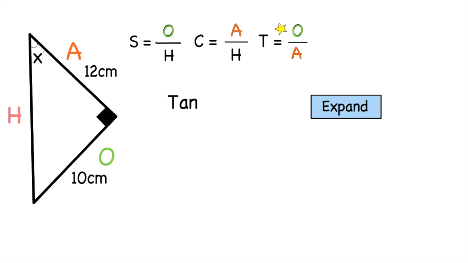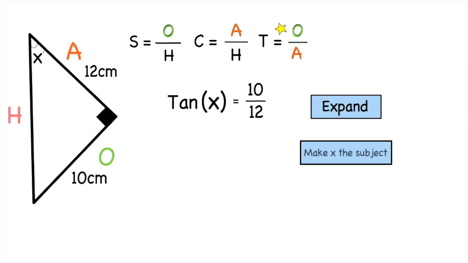T stands for tan. I'm going to put the angle after this, which we don't know, so I'm going to put in as x. And then I'm going to replace O with 10 and A with 12. Next, I need to make x the subject, and this is where things get slightly different. The thing that's stopping x from being on its own at the moment is that it's being timesed by tan.